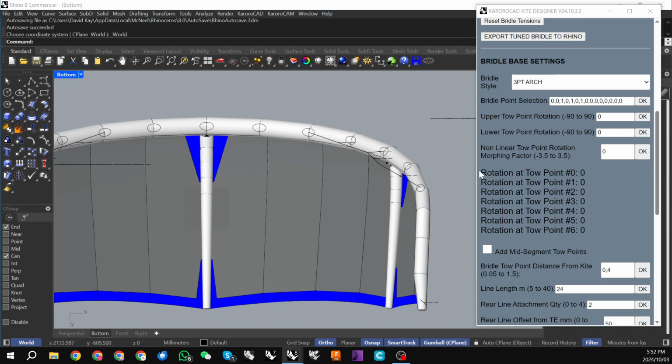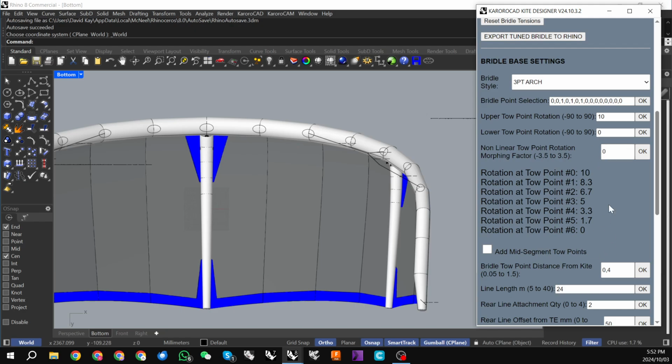So if we look here, this display shows us that currently all of the toe points are at 0 or at the default closest to the control bar position. So I put say 10 degrees into this upper toe point. You'll notice that it has shifted back slightly, and the rest of the toe points moving down the kite have all been rotated by a percentage, with the lowest most control point in its default location.